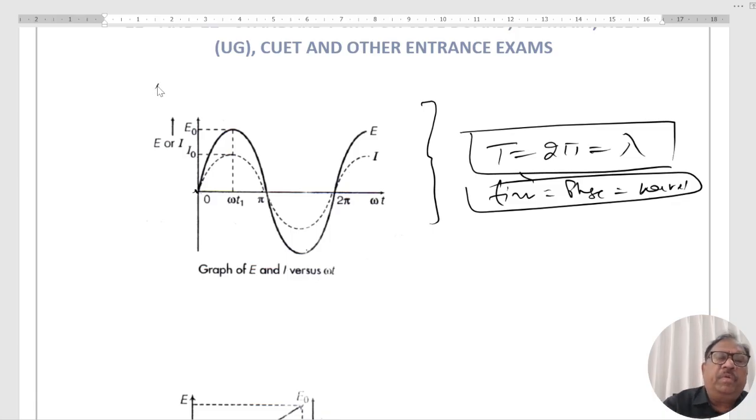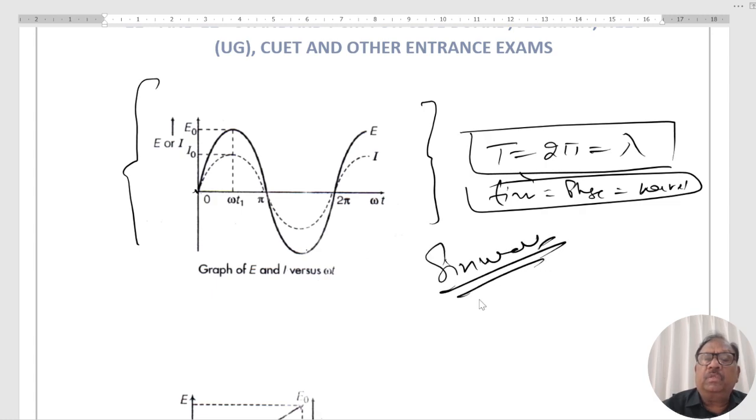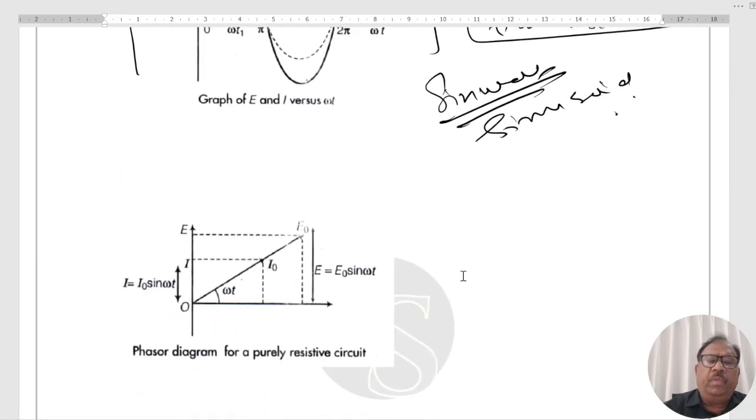This is the graph between E and I. This is the sine wave, known as sinusoidal.